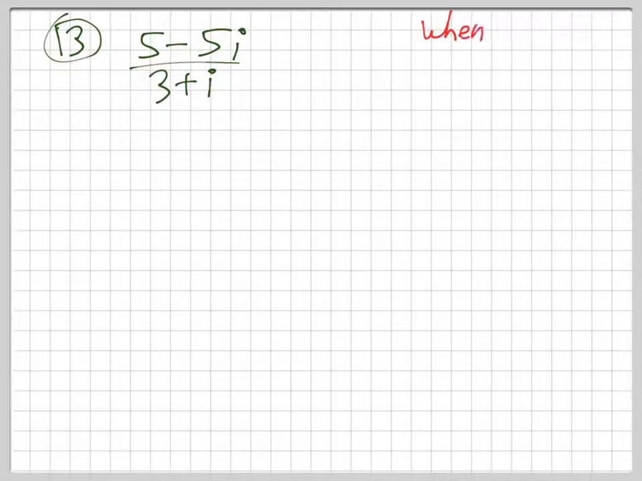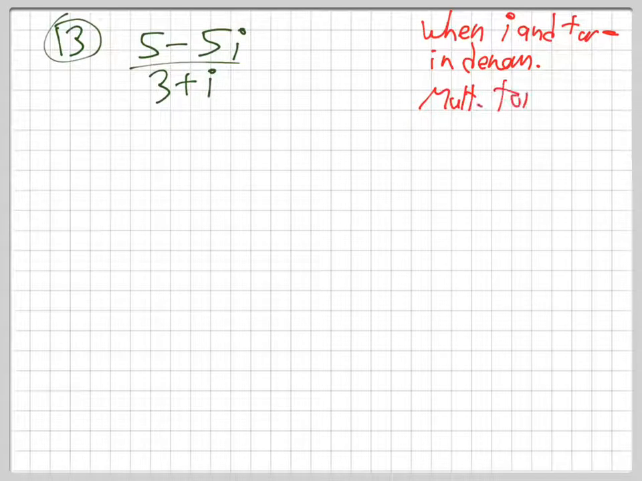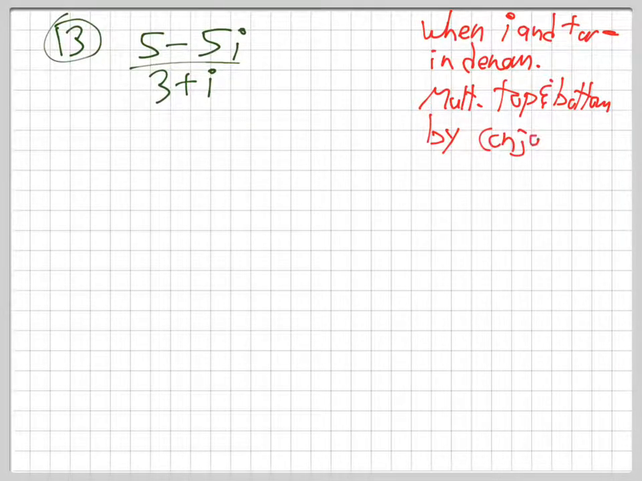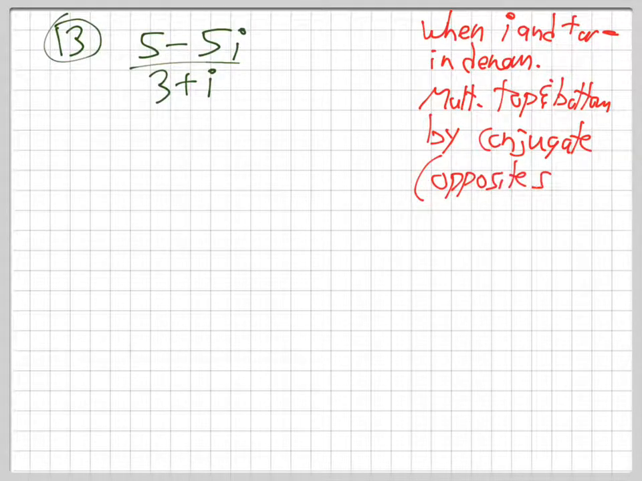So when you have an i and a plus or a minus in the denominator, multiply top and bottom by the conjugate. This is where we want to use the conjugate, which means opposite sign in the middle. So that's the game plan.